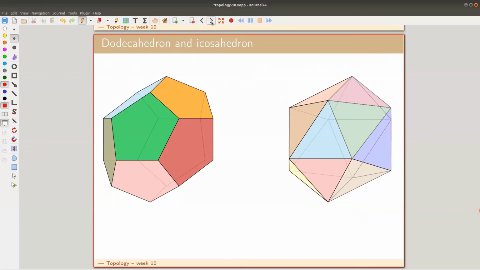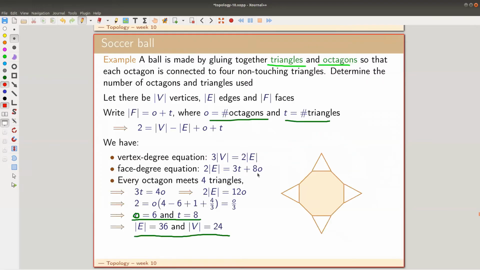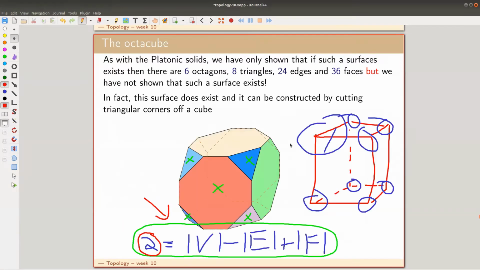And very similar was the other argument: if you want to build a soccer ball out of octagons and triangles, there can only be one solution, which is this kind of surface here that actually even has a name, the octa cube, which was the cube just with cut off corners, essentially. That was pretty good, right?